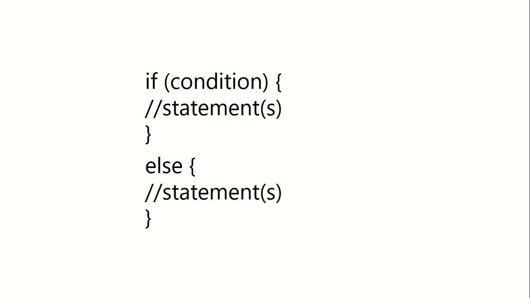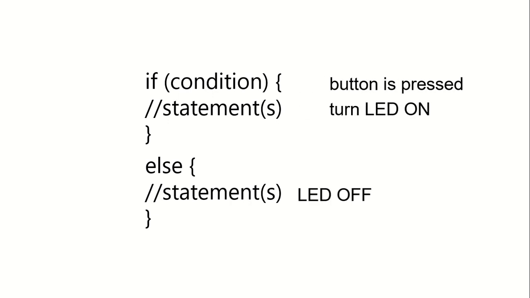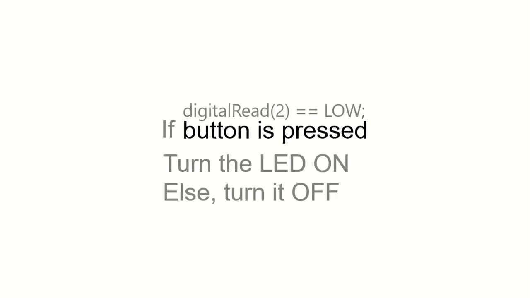In this program, the condition that needs to be met for the LED to be turned on is button is pressed. If this condition is false or is not met, the LED remains off. This condition is written in Arduino language this way.